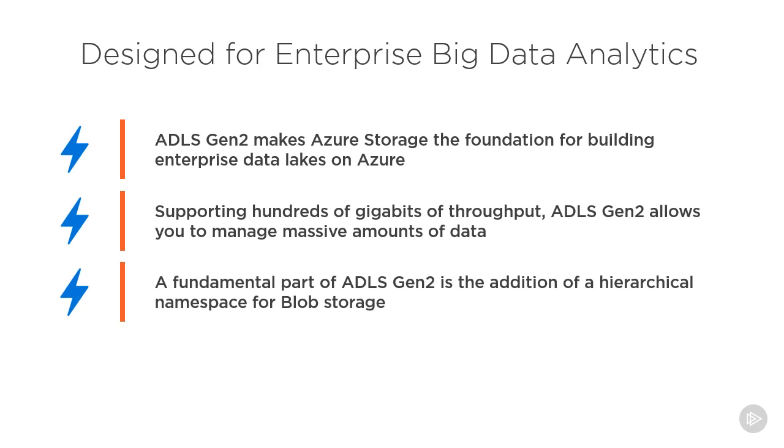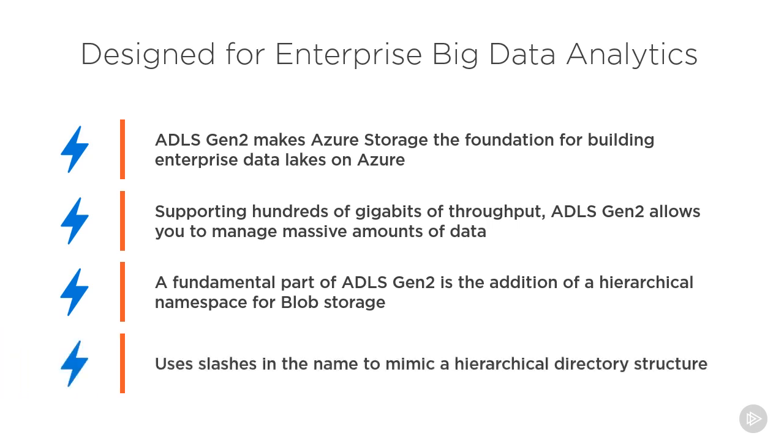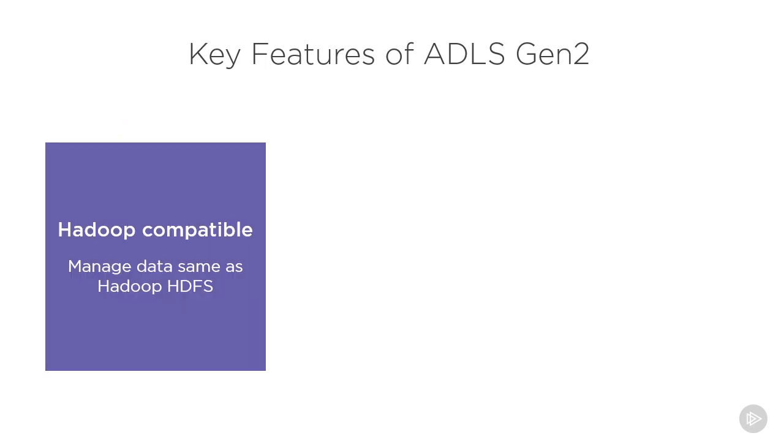A fundamental part of Azure Data Lake Storage Generation 2 is the addition of hierarchical namespace on top of blob storage. You can use slashes in the document names to mimic a hierarchical directory structure. So let's take a look at the key features of Azure Data Lake Storage Generation 2. It is Hadoop compatible, so you can manage your data in the same way as you did with Hadoop HDFS.